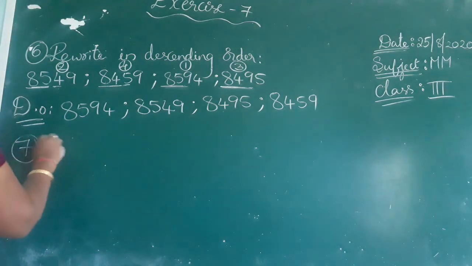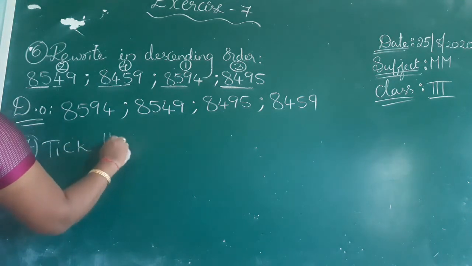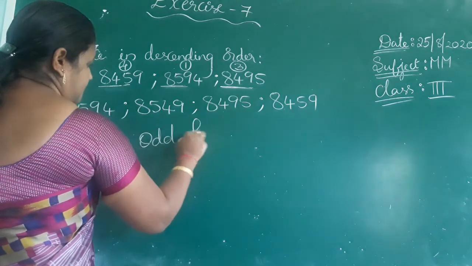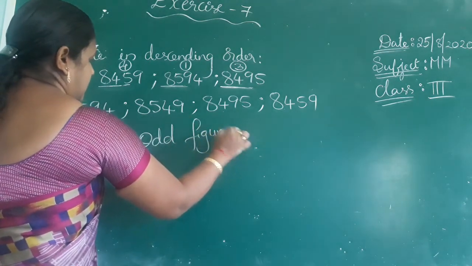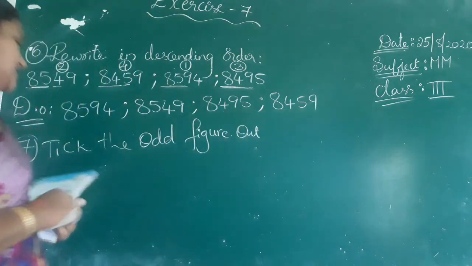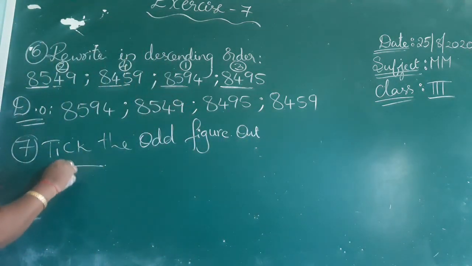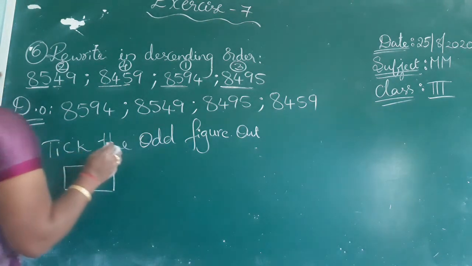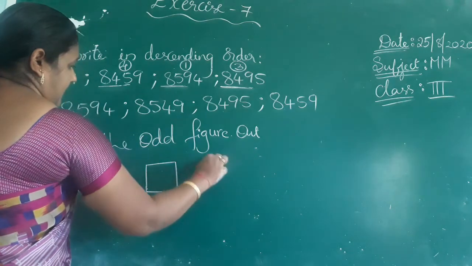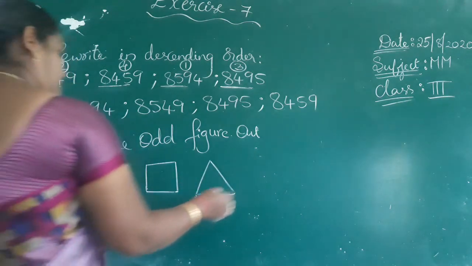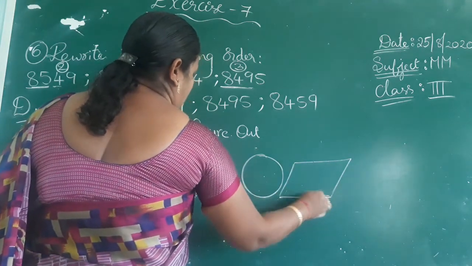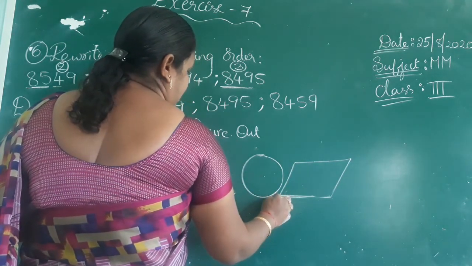Seventh one. Tick the odd figure out. Odd figure means which is not suitable for the given series. Rectangle, square, triangle, circle, and a square, or we call it a parallelogram.